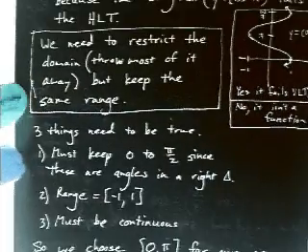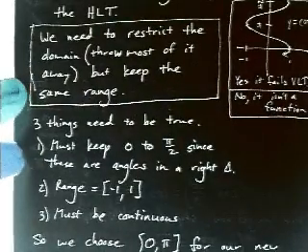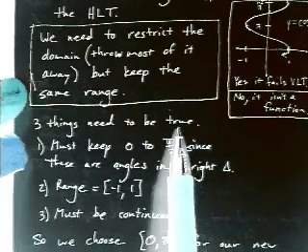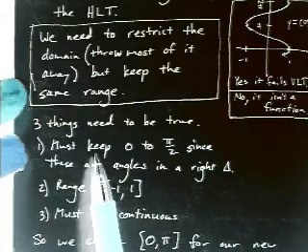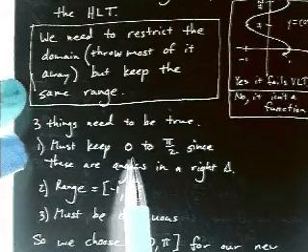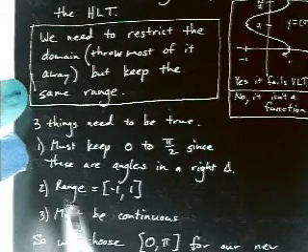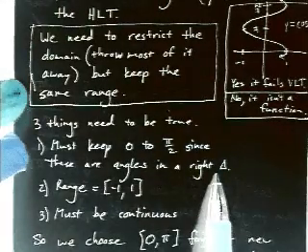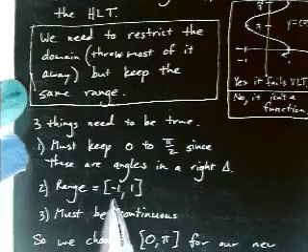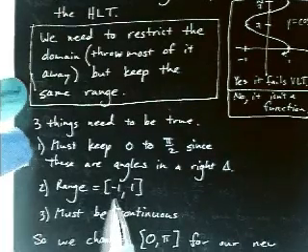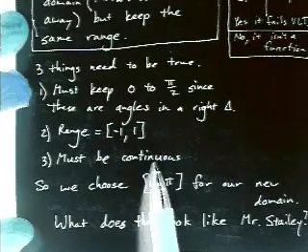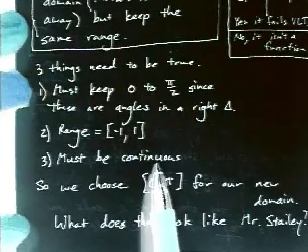So three things have to be true. Anytime you want to pause this video to write things down, feel free to do that. One, we must keep the angle measurements between 0 and pi over 2, since these are angles in a right triangle. Second, we definitely want to keep the range from -1 to 1. The last thing is that it must be a continuous interval.